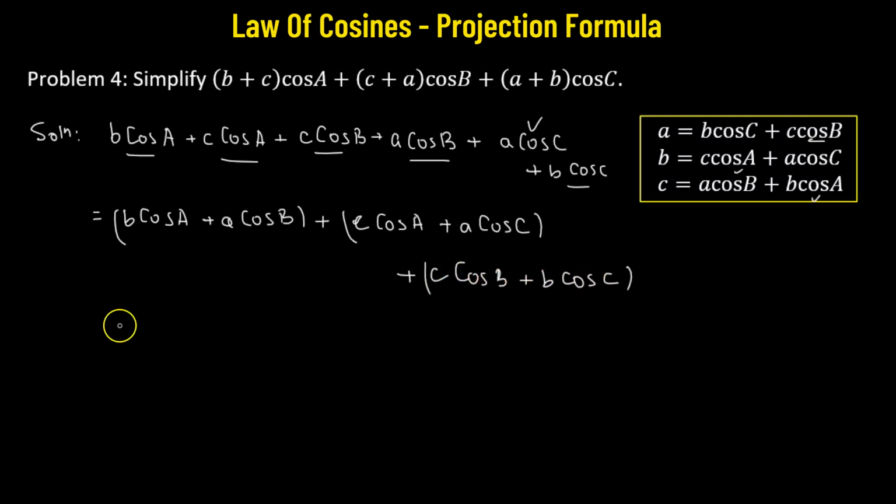Right? So we can now replace the value. So b cosine of A plus a cosine of B, so that's c. c cosine of A plus a cosine of C, so that value is b. And c cosine of B plus b cosine of C, so that's a. So this is going to be the simplified value of the given expression.